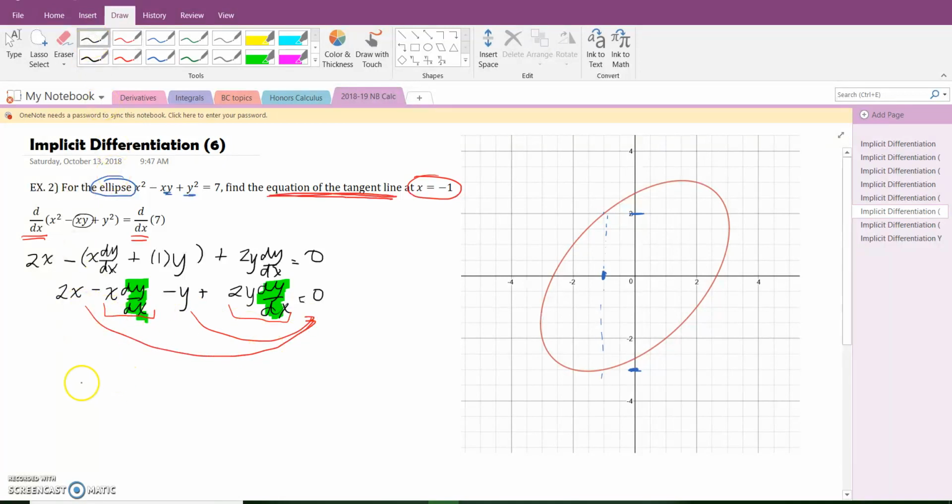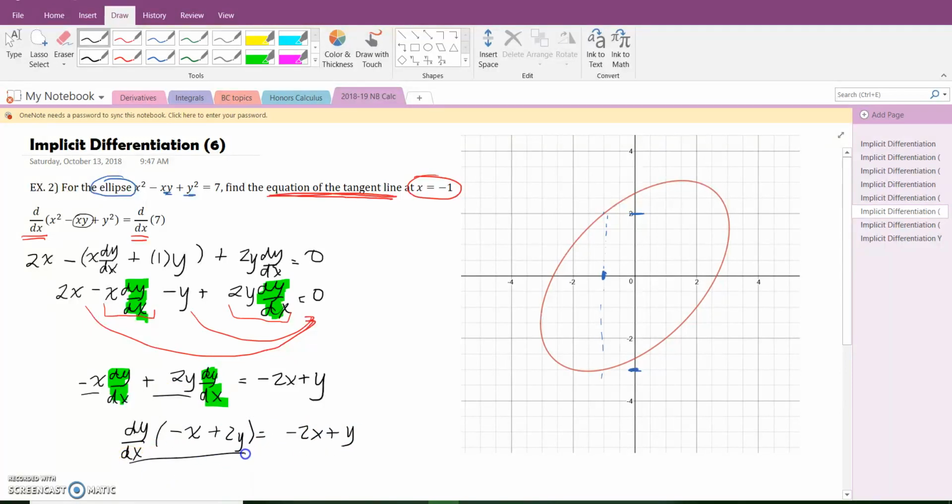So I'm going to now have negative x dy/dx plus, don't forget that negative in front of the x. So now I'm going to subtract 2x and add y. Okay, so those are canceled. If I have dy/dx written twice and I wanted to solve for dy/dx, that means I need dy/dx written once. The only way to do that is to factor out dy/dx because both terms share it. That leaves negative x here and plus 2y here.